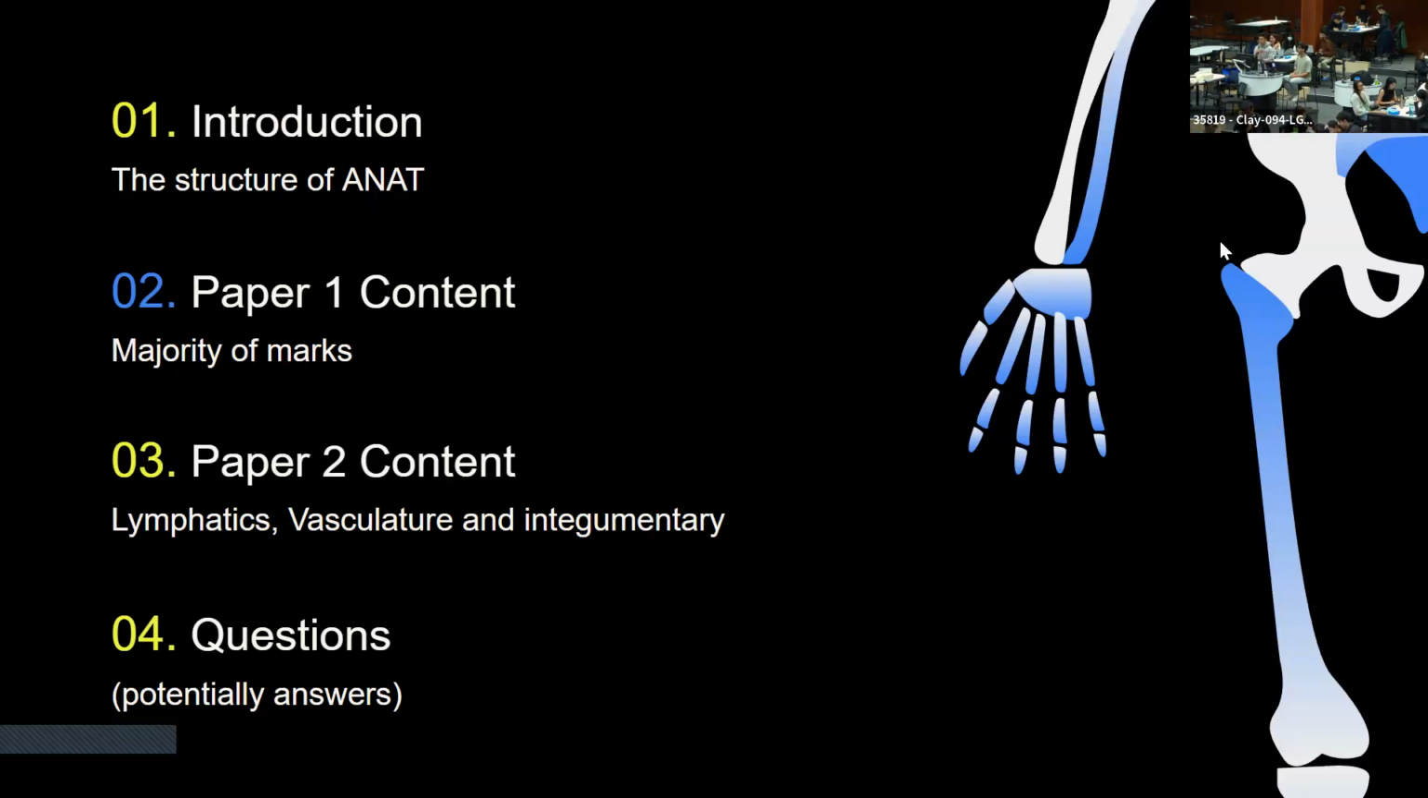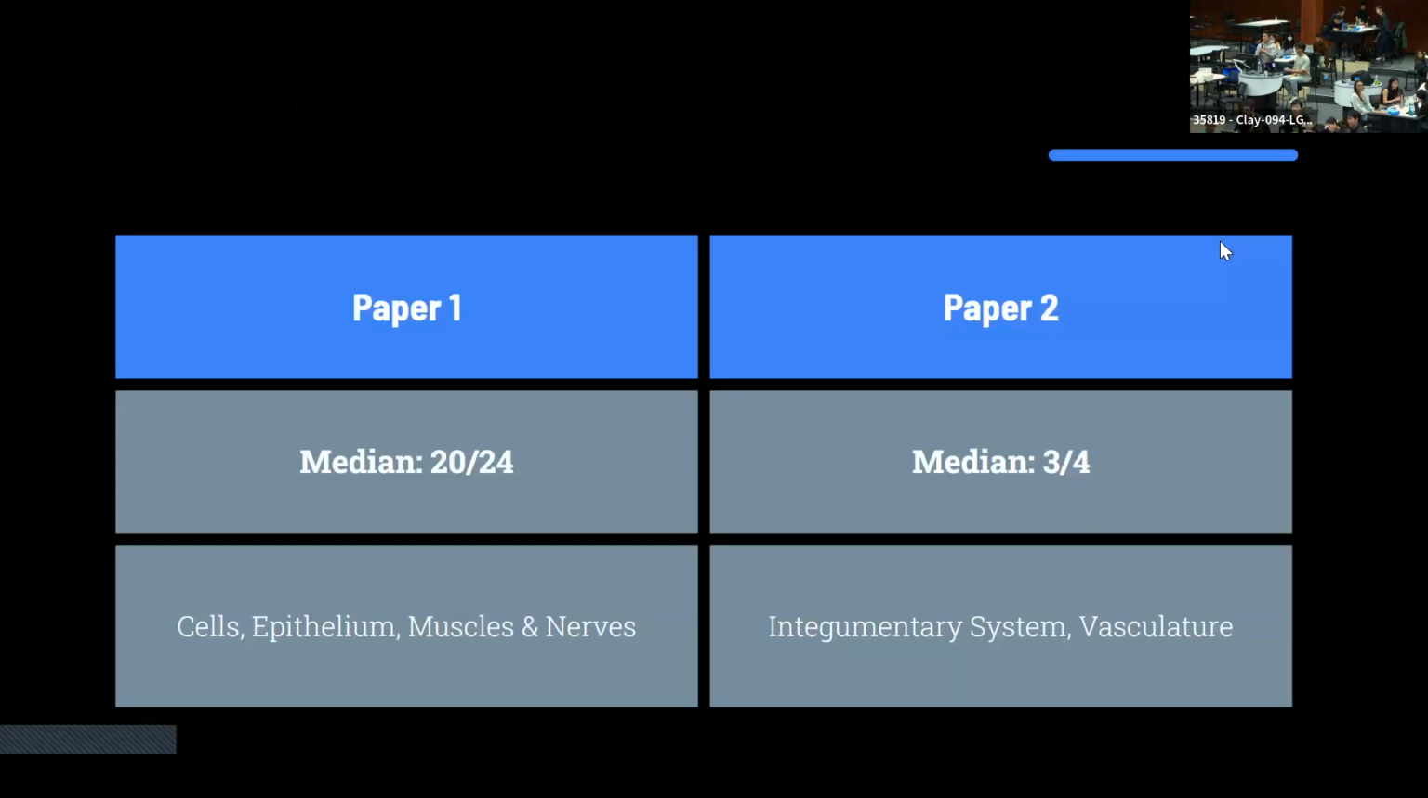Now you'll notice on the next slide that there's a lot more anatomy on paper 1 than there is on paper 2. You'll also notice that the median is quite high compared to some other sections. So take from that what you will. It just means that I think overall anatomy is a pretty easy section to get high marks in, to maybe make up for your other sections if you study it well.